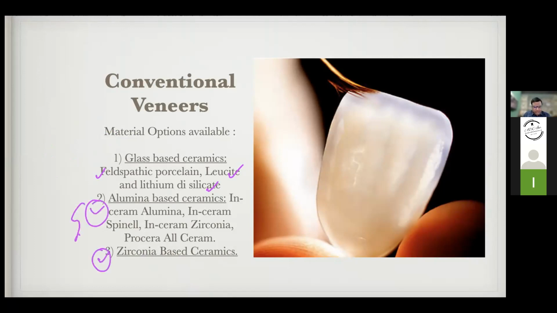Number 2 and number 3, you cannot do veneers with them because both of these are metal oxides. Alumina and zirconia both are metal oxides, and when you have a metal oxide, you cannot etch it. If you cannot etch it with hydrofluoric acid, as we will see in the protocol, you cannot bond it to the tooth. The only 3 material options truly available to you today are either feldspathic porcelain, lucite, or lithium disilicate. Let's look at the 3 one by one quickly.